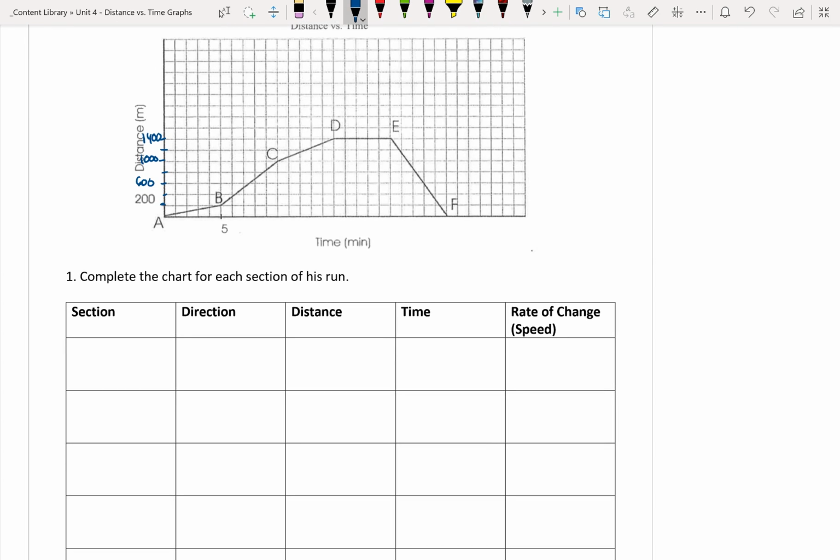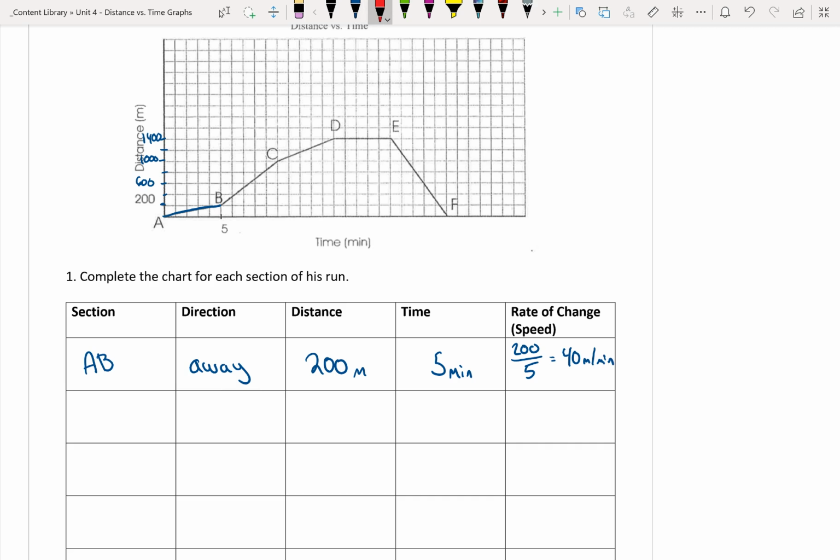Looking at the first section, A to B, the direction he is traveling is away because the line is going up. The distance traveled: at A it starts at 0 and goes to 200, so he's traveled 200 meters. For the time, he starts at 0 and ends at 5, so he's traveled for 5 minutes. To find the rate of change or speed, I do 200 divided by 5, distance divided by time, and I get 40 meters per minute.